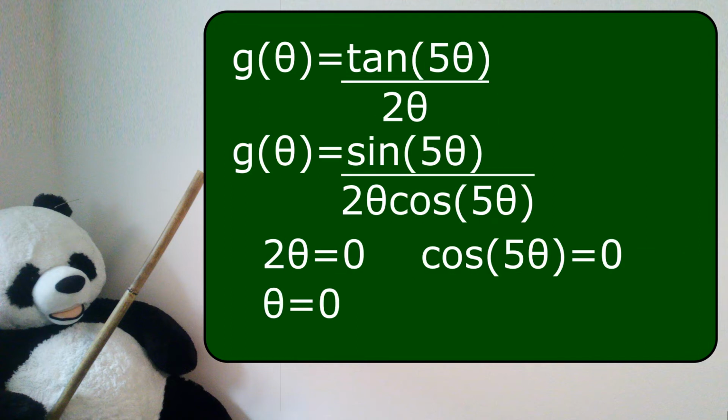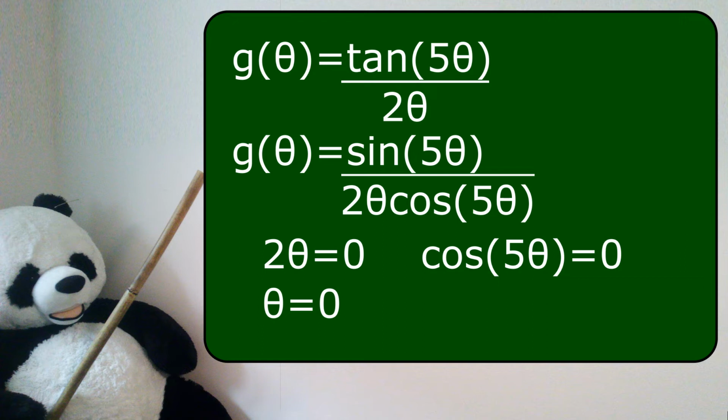So it might look like we're just dividing by 2 theta here, but our tangent function hides a division in there. The tangent of 5 theta is actually the sine of 5 theta divided by the cosine of 5 theta. So we've got the situation where 2 theta equals 0, in which case we've got one vertical asymptote at theta equals 0, and when the cosine of 5 theta equals 0.